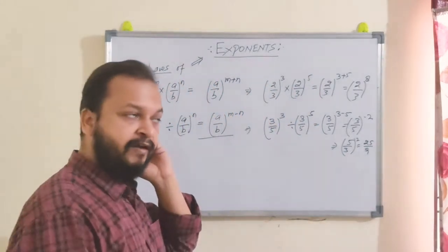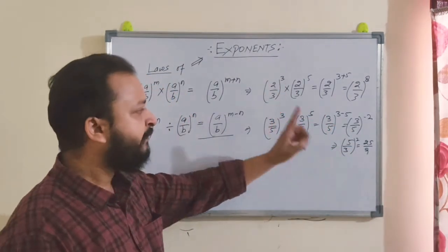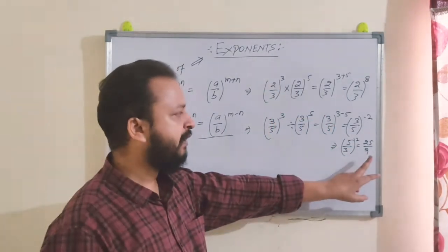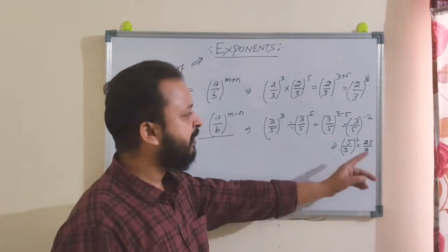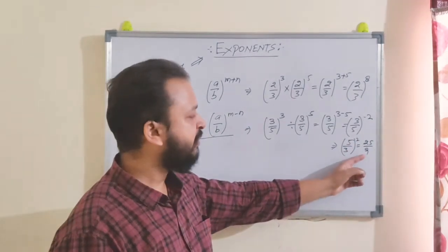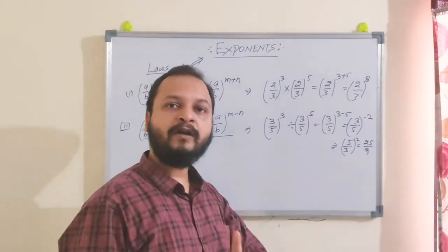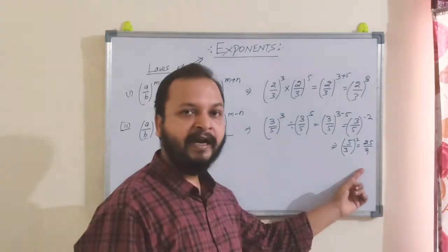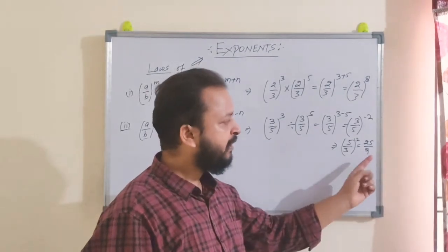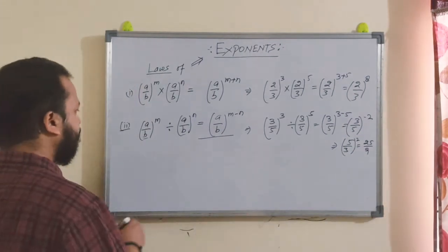And one more thing you have to understand while solving exponent problems: if the answer comes as an improper fraction, as here, don't try to convert it into a mixed fraction. You only have to write this as the answer. So this was the second law.